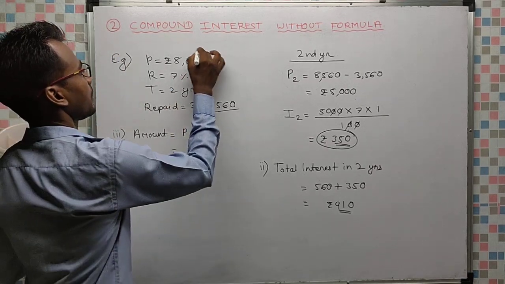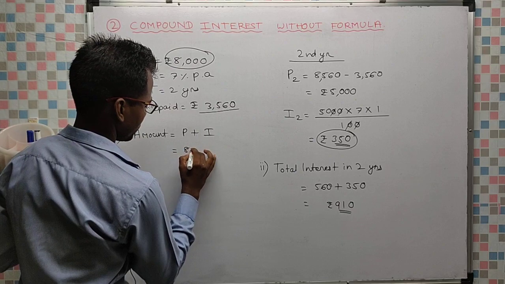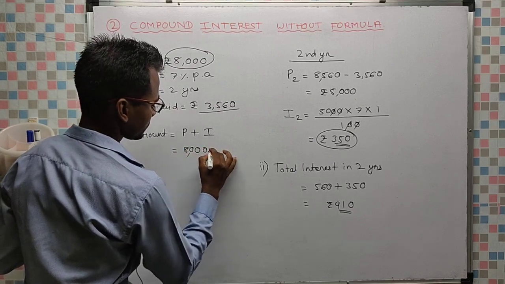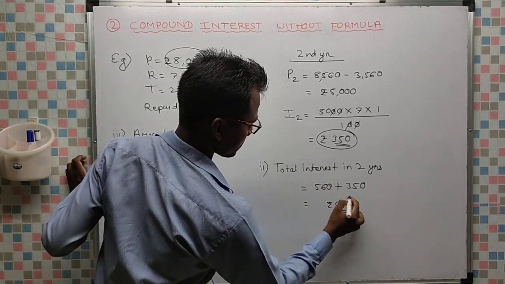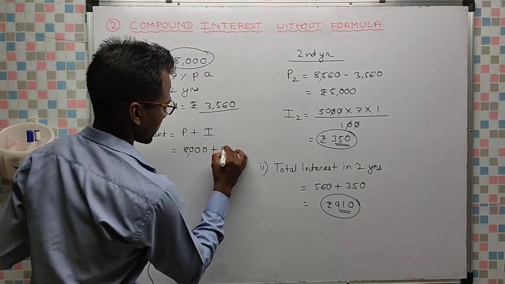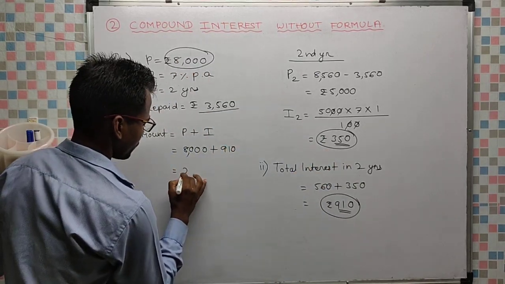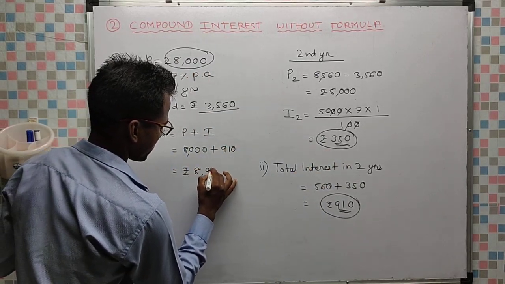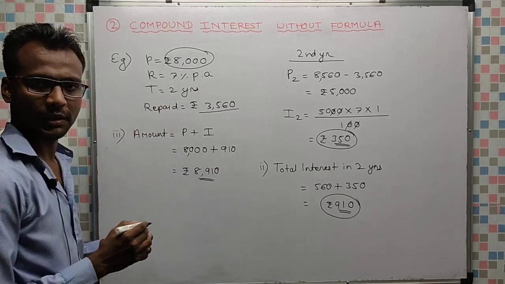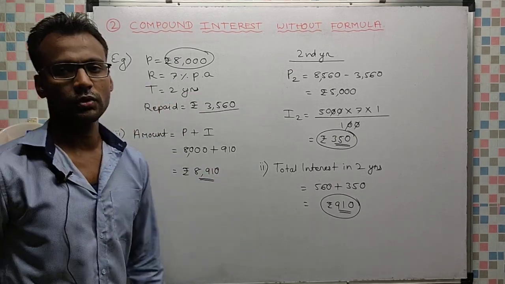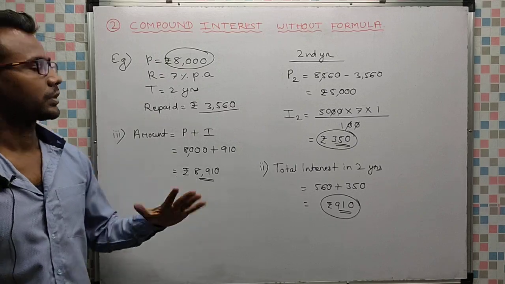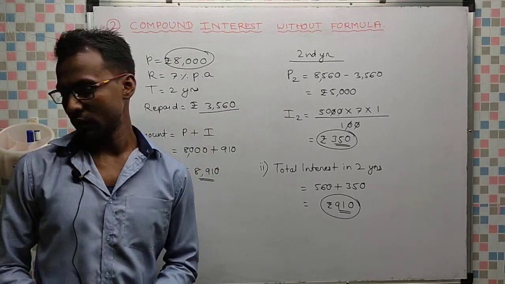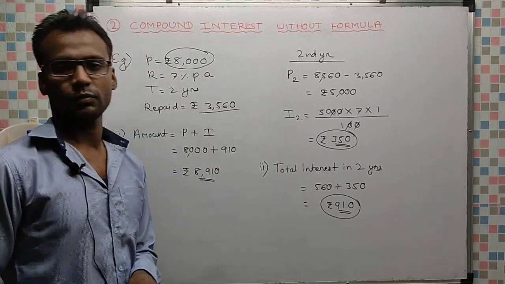What is principal? 8,000. What is total interest? 910 rupees. So 8,910. This is the total amount paid to clear the debt in 2 years time. Now let us move to another example.